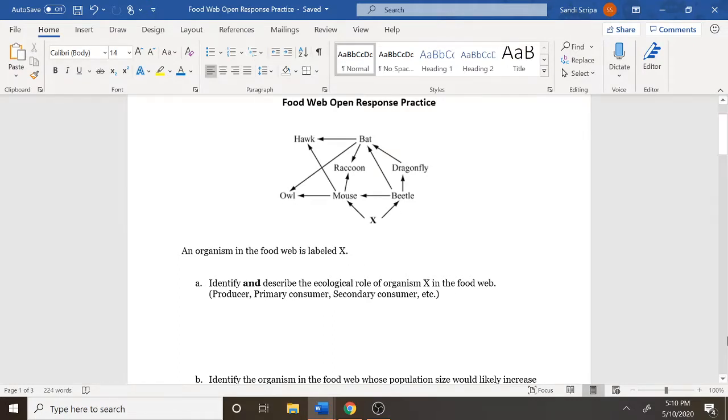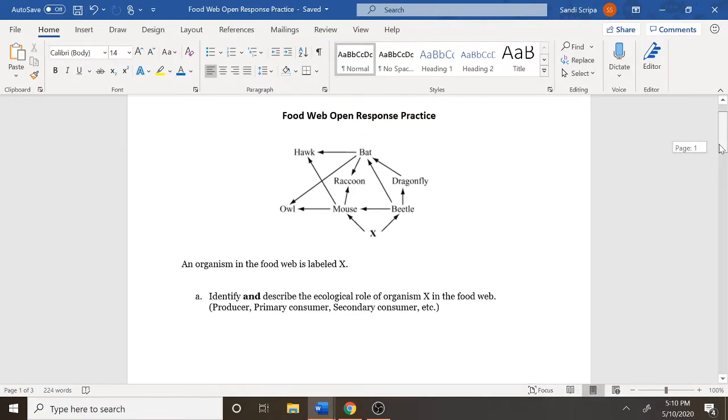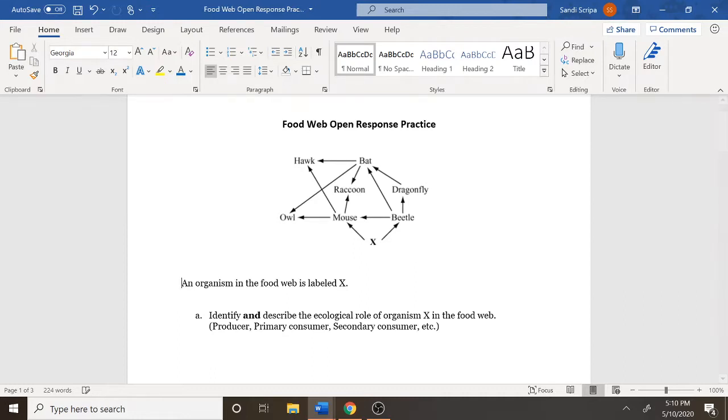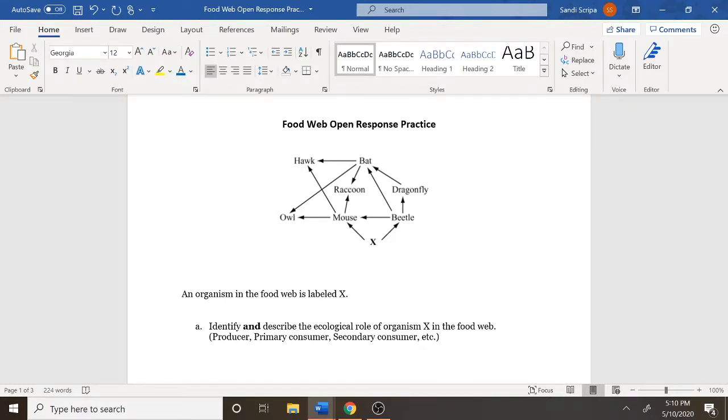The number one thing to remember when doing these open response questions is remembering which way the arrows point in a food web, because otherwise I think it can get pretty overwhelming. So arrows point from the prey to the predator. So whichever one the arrow is pointing at is the predator that's eating that food. And that's going to be very important as we go ahead and answer these questions.